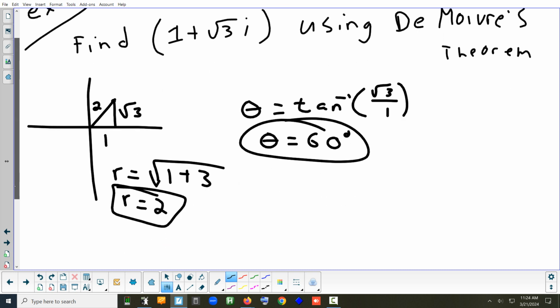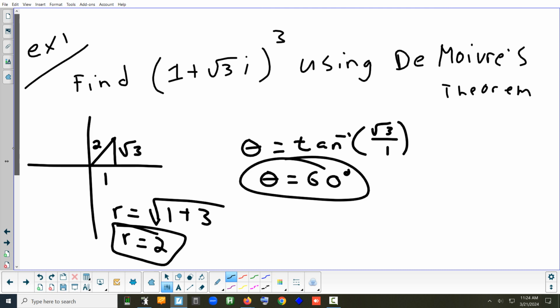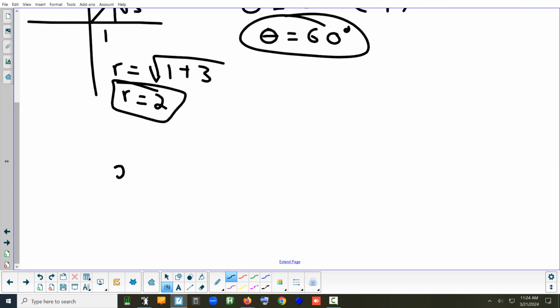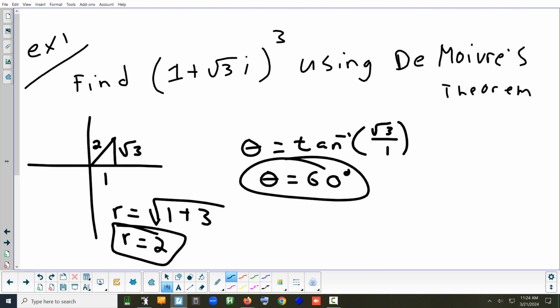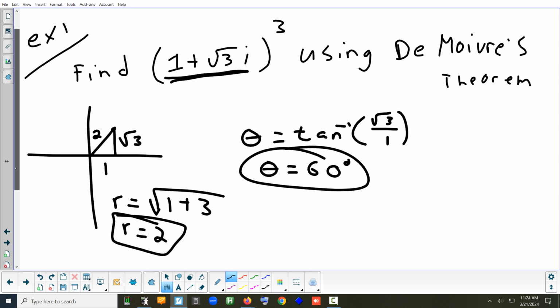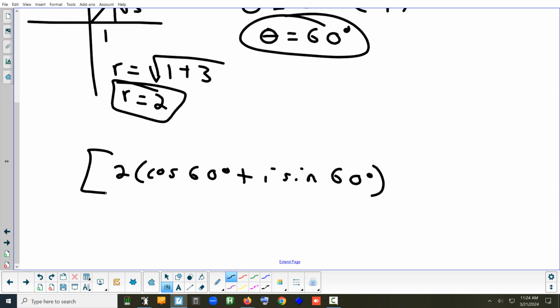Okay, so now let's write our answer and then raise it to the third power. So r cosine 60, i sine 60. Just to be clear, we haven't raised anything to the third power yet. That's just changing this to trig form. Now we're going to raise it to the third power. Follow the 2 rules.